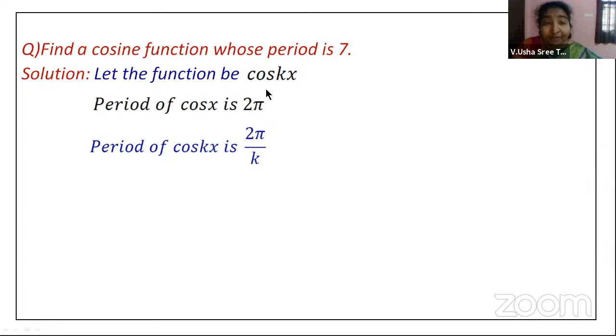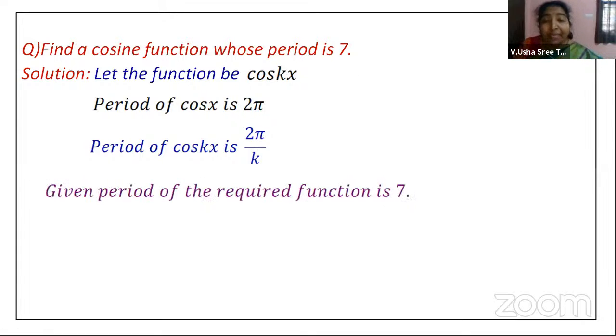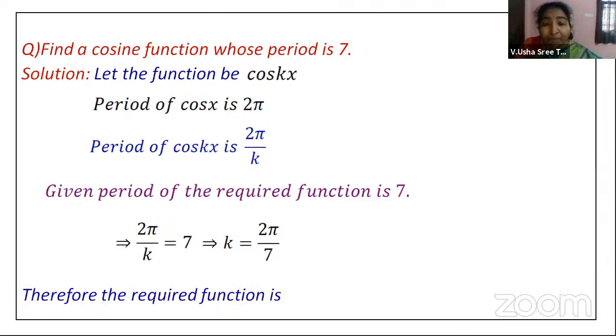But what is it that you are given? He has given that it is a cosine function and the period is 7. Therefore, you can say 2 pi by k is equal to 7. This is period, 7 is also period. So we will equate both of them. Therefore, you will get k is equal to 2 pi by 7. Therefore, we can conclude saying that the required cosine function will be cos of 2 pi by 7 x. Right, children? Then we'll quickly move to the next concept.